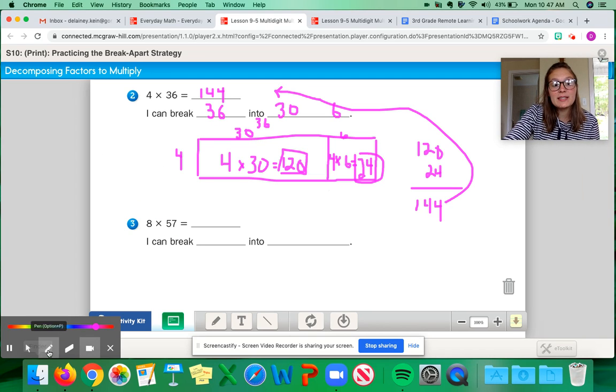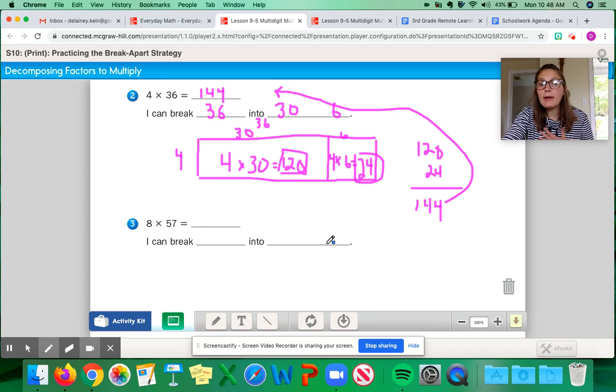8 times 57. I can break blank into blank. Now, my recommendation is breaking up 57. You don't have to. You can break up whatever you want to make it easier, but 57 to me is a pretty hard number to work with. So I could break 57 into 50 and 7. Now, see if you can partition the rectangle just like we did in the last problems and solve each multiplication fact. Then you add them together to get your total. Try number 3 on your own.